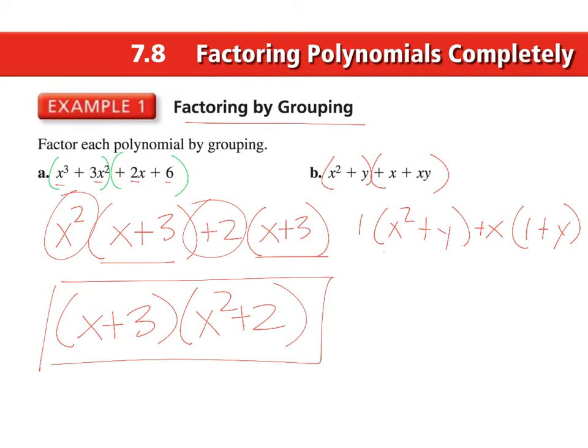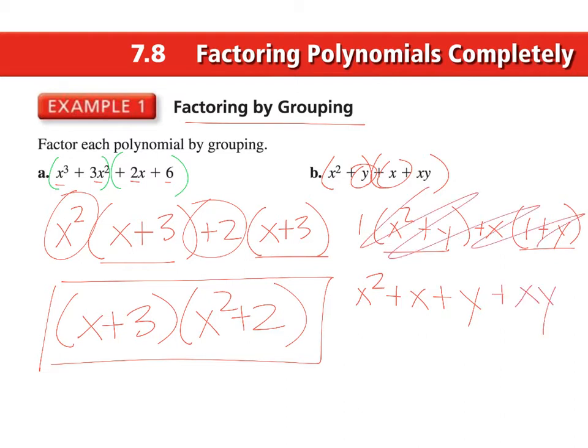Okay, now we don't have a common factor, so that approach did not work. So there's something else we could do. Let's see, I could reorder the terms. Let's see if I do this, will the grouping method work? Okay, so that doesn't work. Let's group again.